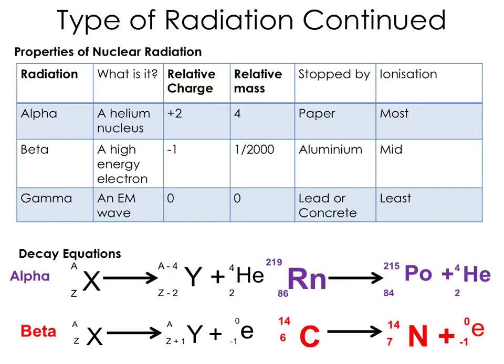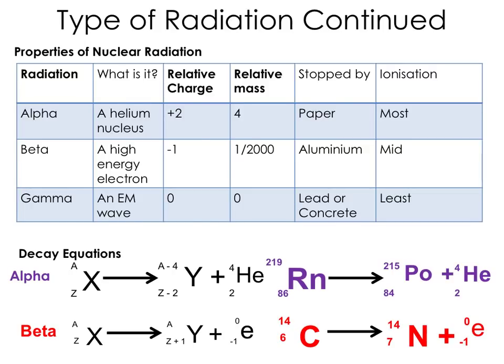When that decays by alpha, with 2 and 4, the atomic number goes down by 2, so we get left with 84 for polonium, and the mass number goes down by 4, and we're left with 215. And if you look across here, 215 add 4 gives you 219, and 84 plus 2 gives you 86. So those balance on either side of the arrow. If you're asked to do a decay equation, that's something you should always check at the end. Is this number equal to that number and that number?